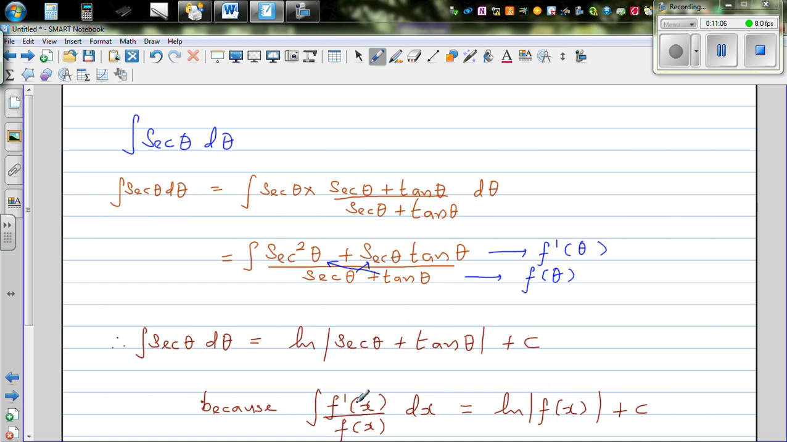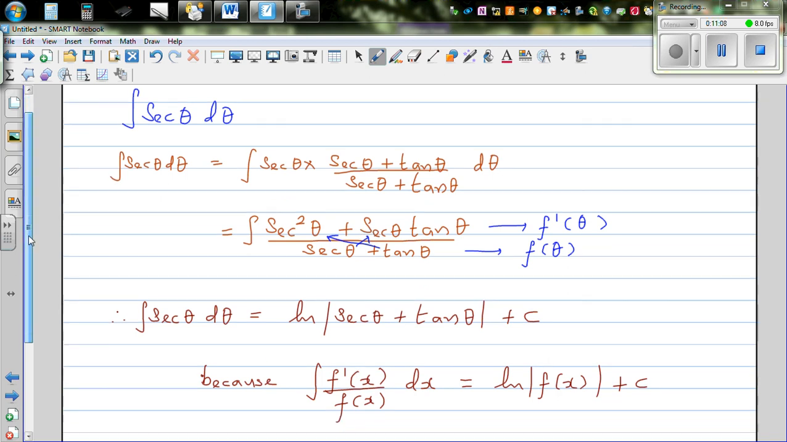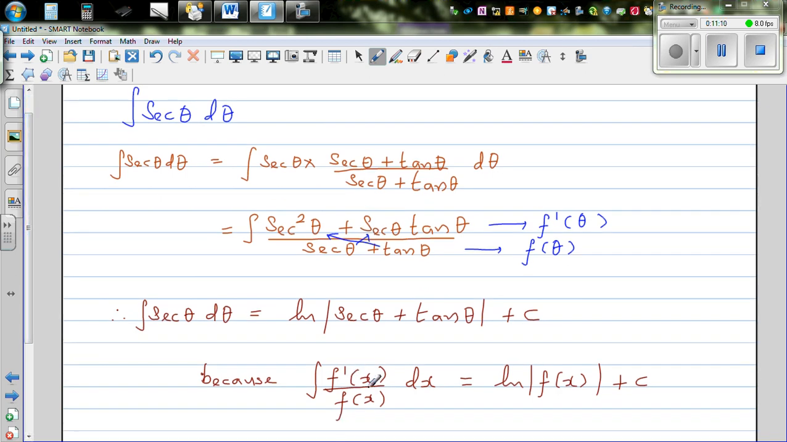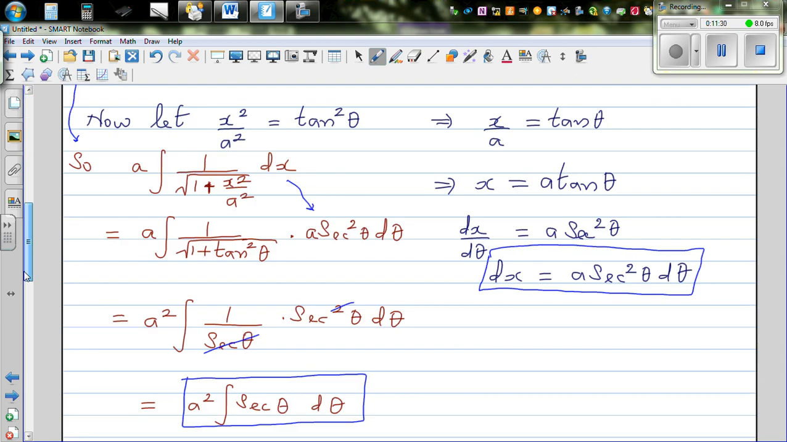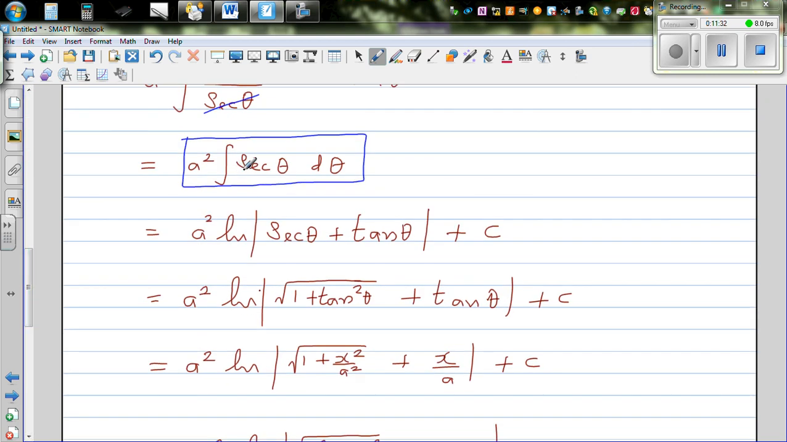Okay, and we have used this formula, that integration of f dash x over f of x dx is natural log of f of x. And that's how this integrates: integration of sec theta is natural log of sec theta plus tan theta plus c. And this is the formula I have used. If you come back, okay, so this is what we did. So integration of sec theta is natural log of sec theta plus tan theta.